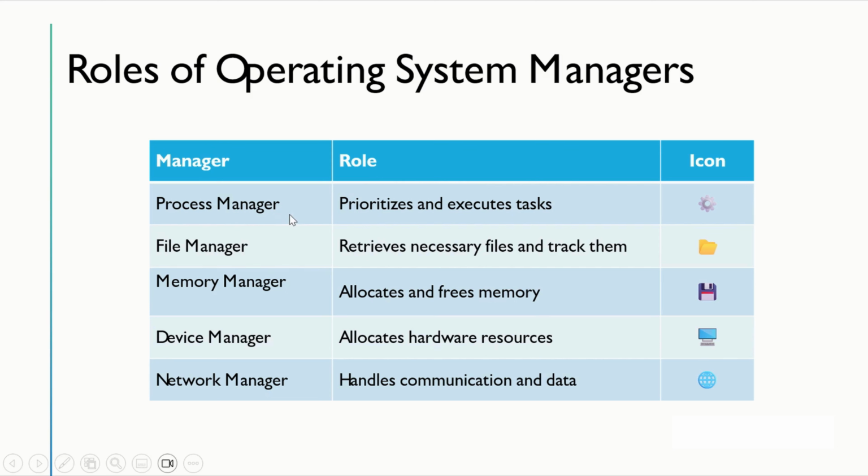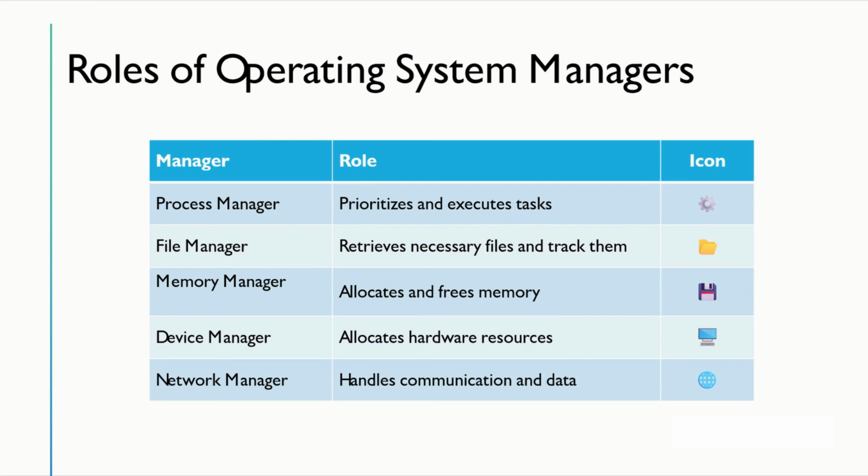First, there is a process manager. The process manager is responsible for prioritizing and executing tasks. Then there's the files manager. If there are any files that need to be retrieved or tracked, then the files manager is responsible for that. Then there's the memory manager. The memory manager allocates and frees the memory. So basically it focuses on the RAM. It looks at how much memory is needed for a certain task, and once that task is completed, it frees up that memory for new and upcoming tasks.